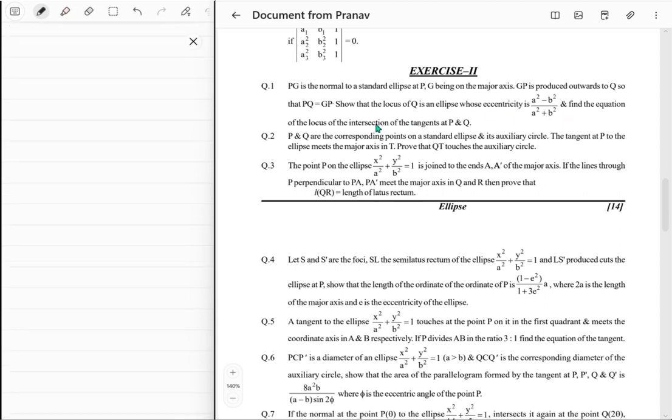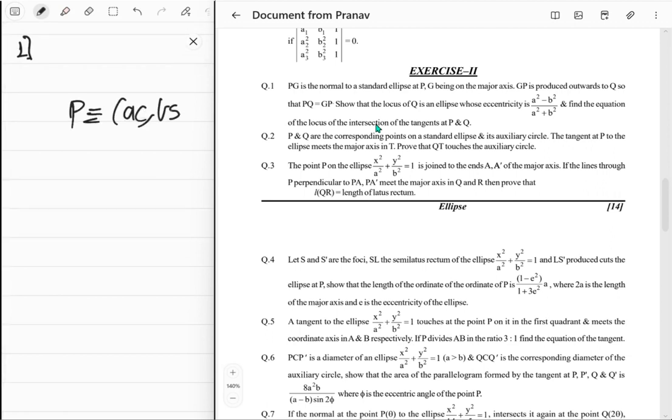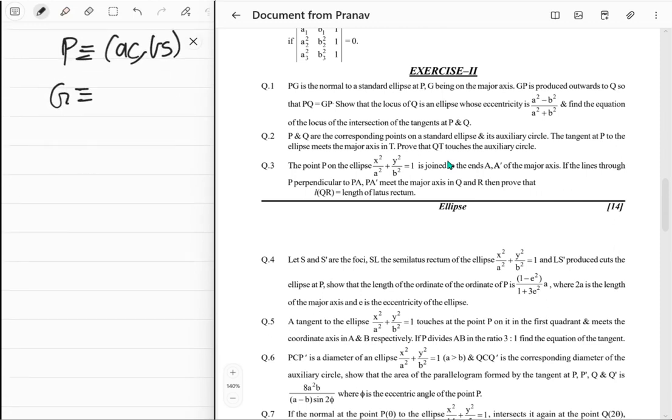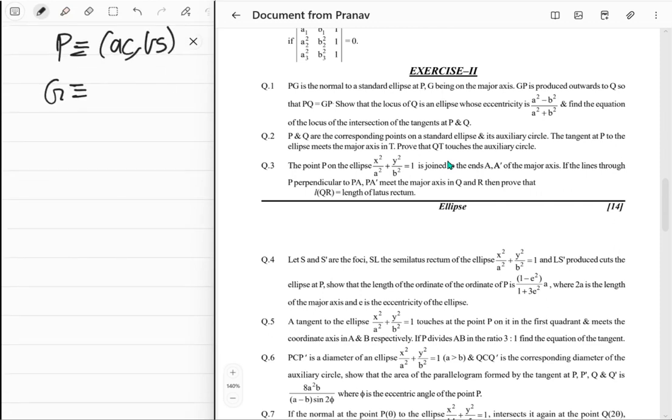Okay, cool. So we obviously know what the point P is. It's just a cosine theta comma b sine theta. So that the locus of Q is an ellipse. Fine. And what is this G? It's the intersection of the normal with the x-axis.